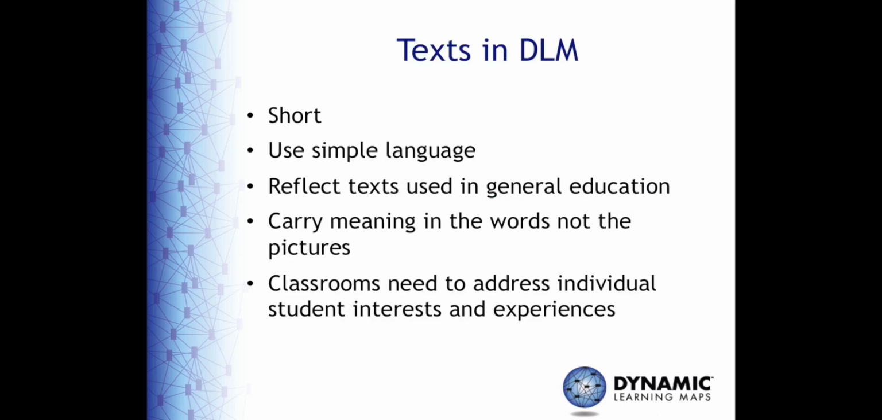It is important to note that all texts being offered by DLM meet each of these demands, except the connection to individual student interest. The books in DLM are all short, use simple language, reflect the books used in general education at each grade level, and carry the meaning in the words, not the pictures. Because it is not possible for DLM to know or predict the individual interests of students, teachers play an important role in selecting these books from sources other than the DLM collection.